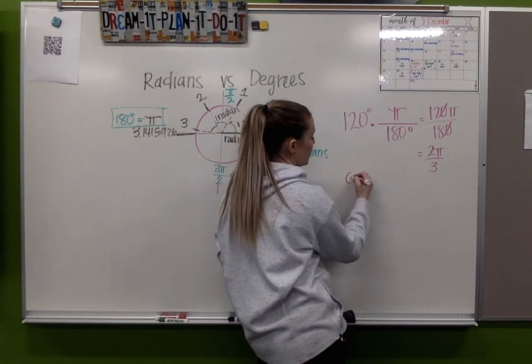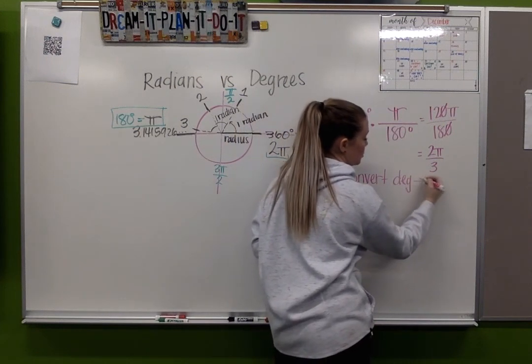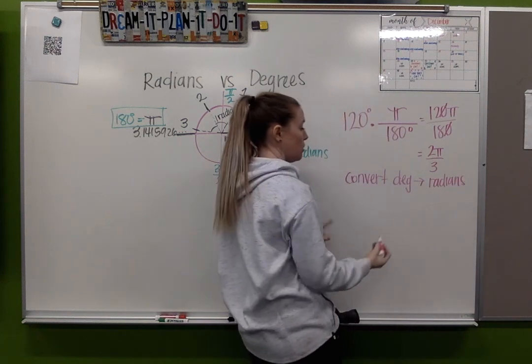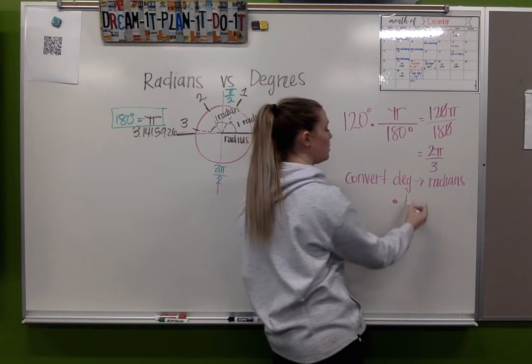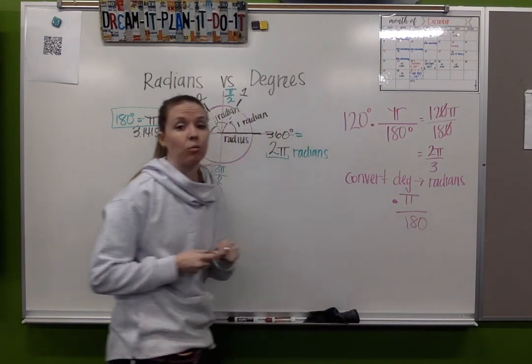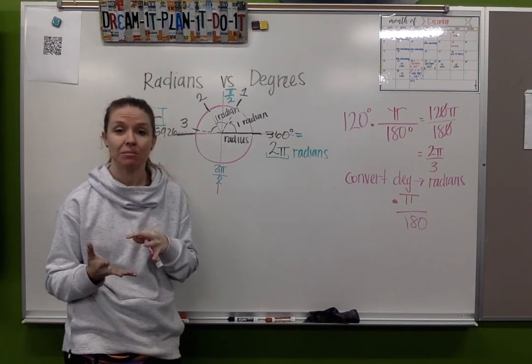So, if we are converting degrees to radians, we are going to multiply by pi over 180. And we're always going to reduce our fraction, okay? Simplest form.